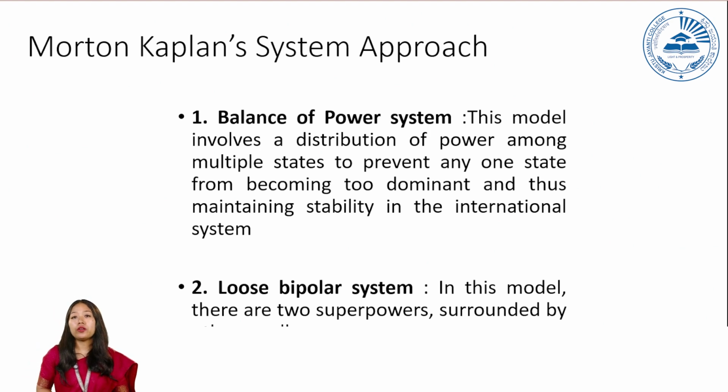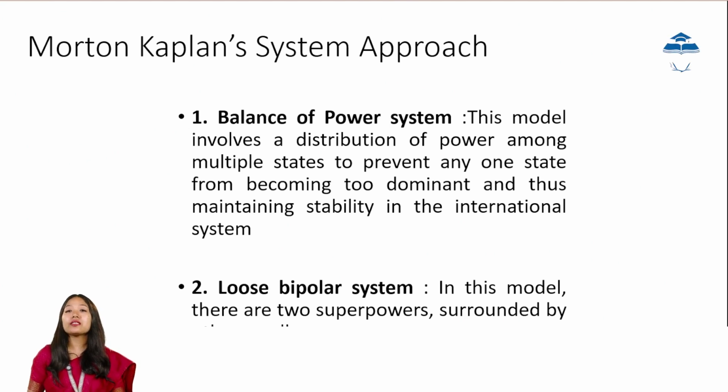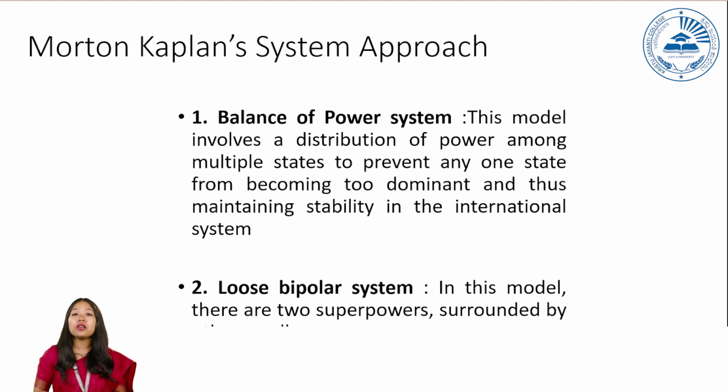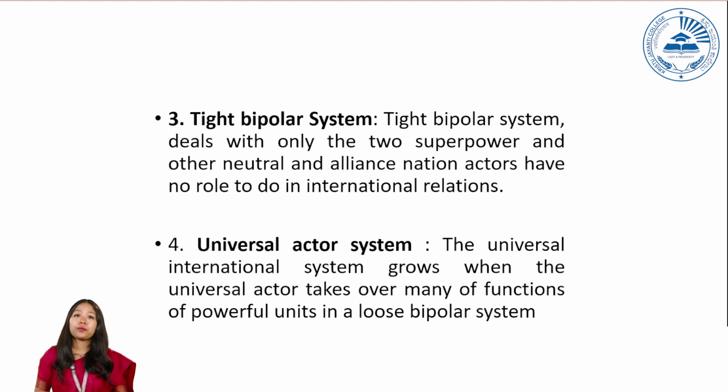The balance of power model involves a distribution of power among multiple states to prevent any one state from becoming too dominant and thus maintaining stability in the international system. The second one is the loose bipolar system. In this model, there are 2 superpowers surrounded by various other smaller powers.